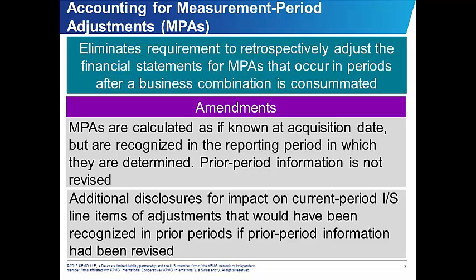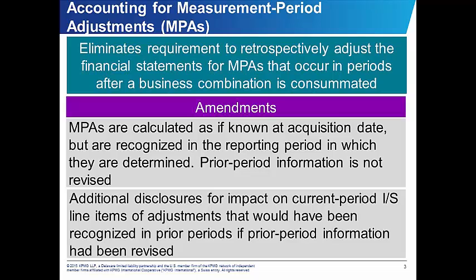So let me make sure I understand. Once an entity records provisional amounts in a given year, those amounts won't be revised in future periods? That's correct. The measurement period adjustments are calculated as if they were known at the acquisition date, but they are recognized in the reporting period they are determined.